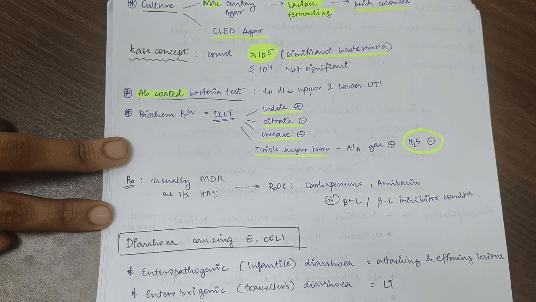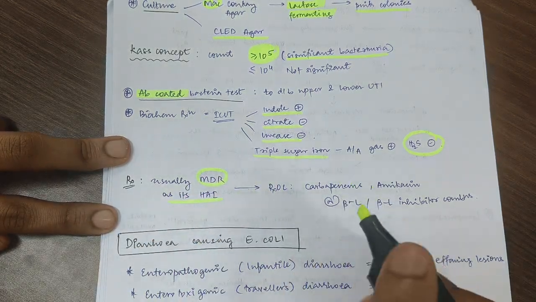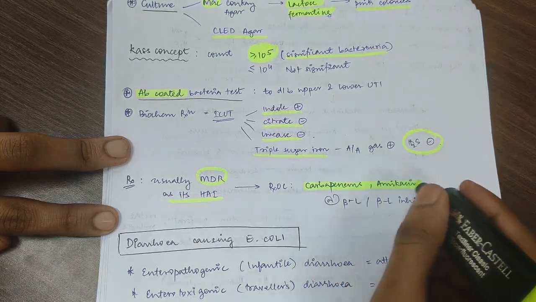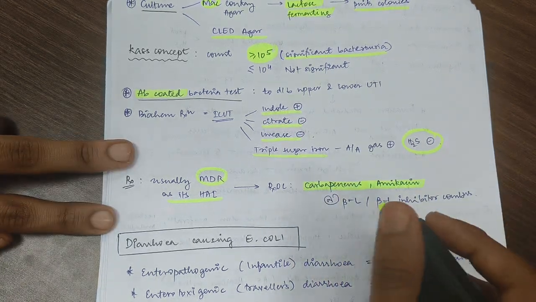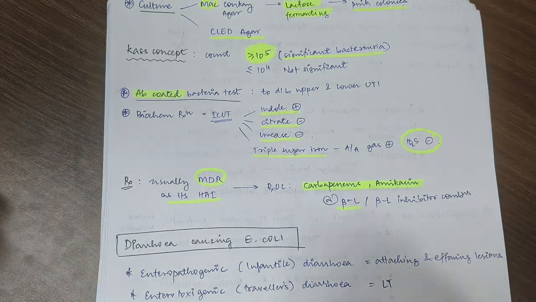Usually diarrhea which is acquired by E. coli will be multi-drug resistant as it is a hospital acquired infection. So we are going to give carbapenems and amikacin, broad spectrum antibiotics, or you can give beta-lactams or beta-lactam inhibitor combinations.